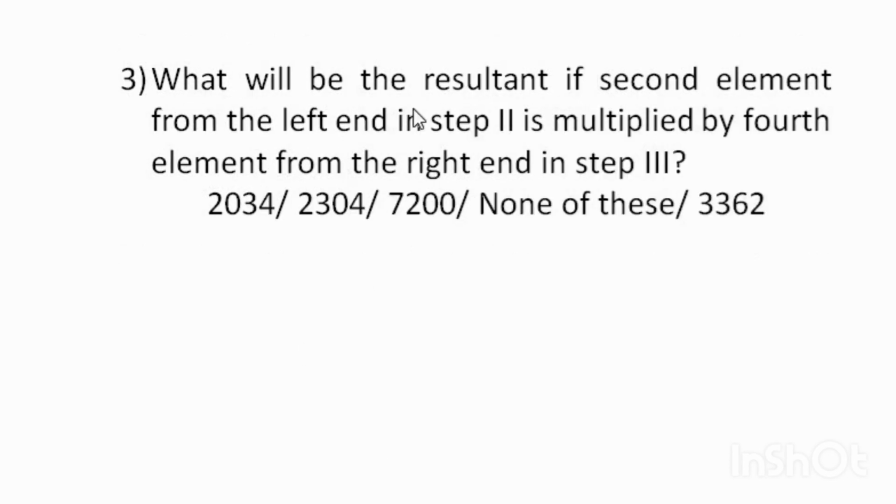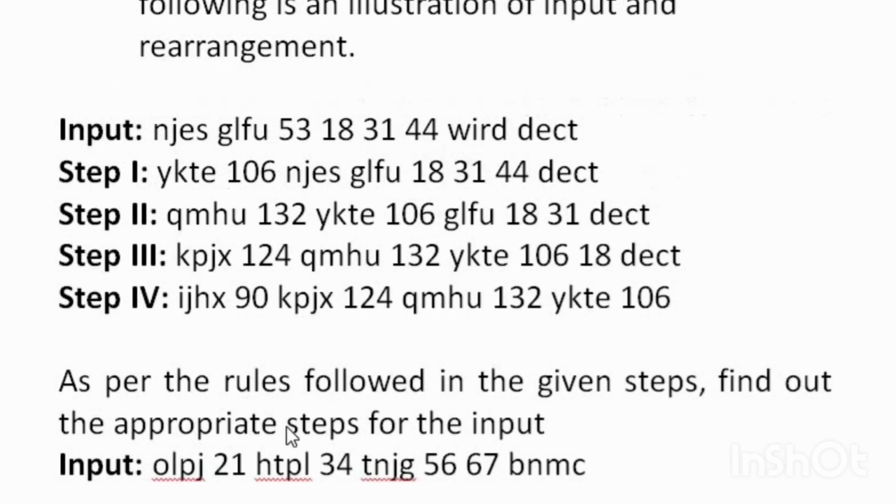Third question: what will be the resultant if the second element from the left end in step 2 is multiplied by the fourth element from the right end in step 3? Options 2034, 2304, 7200, none of these, and 3362.